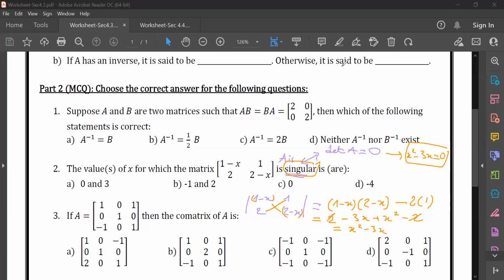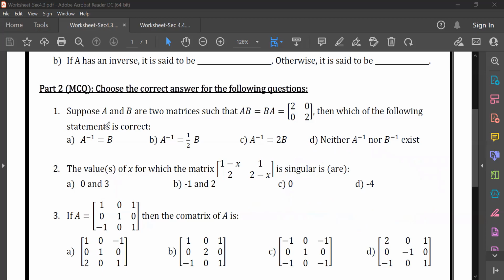This is a quadratic equation. We can solve it. Here we can make x a common factor, which means that x is 0 or x is 3, which is option A. So when x is 0 or x is 3, this matrix is singular.